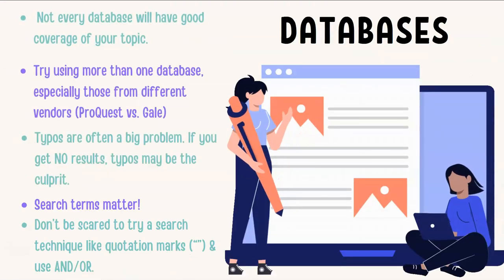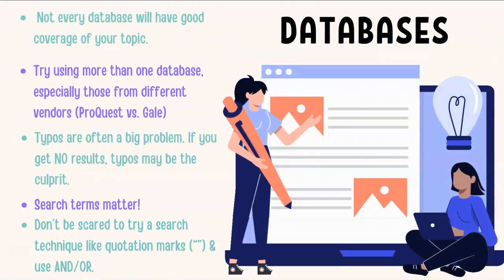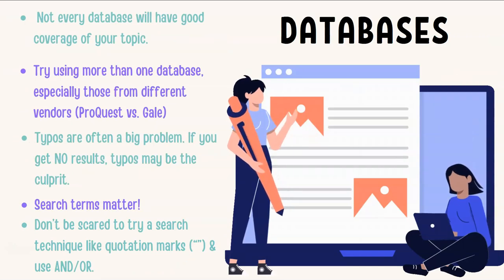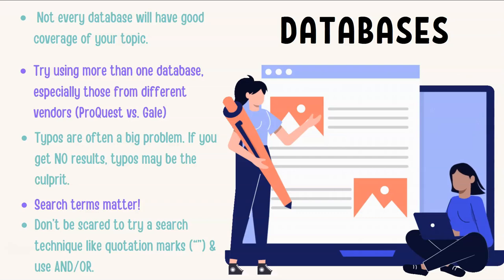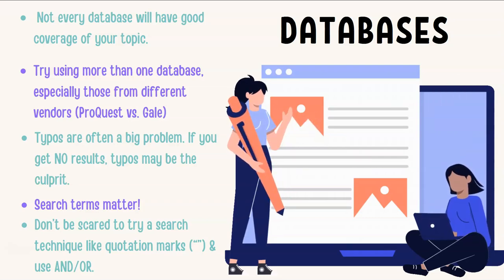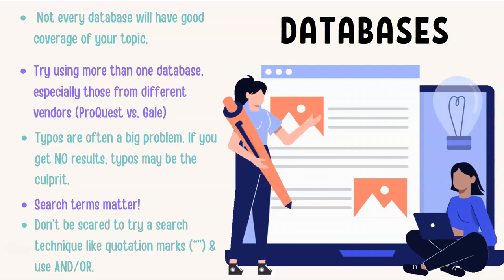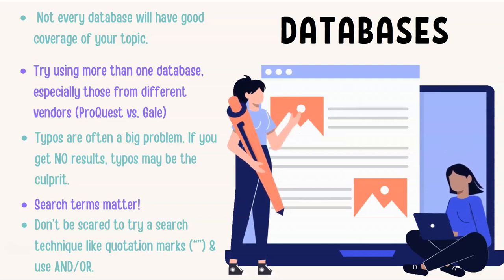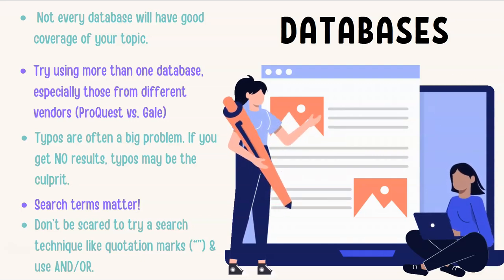Now, not every database is going to have good coverage. That's why we have almost 100. So I'm going to show you 2 today. And if you don't find good coverage on those 2 databases, that's why you need to ask an Amarillo College librarian, and they can guide you to a different subject-specific database to help you. You should try more than one database, especially those from different vendors. Today we're going to look at ProQuest and Gale.